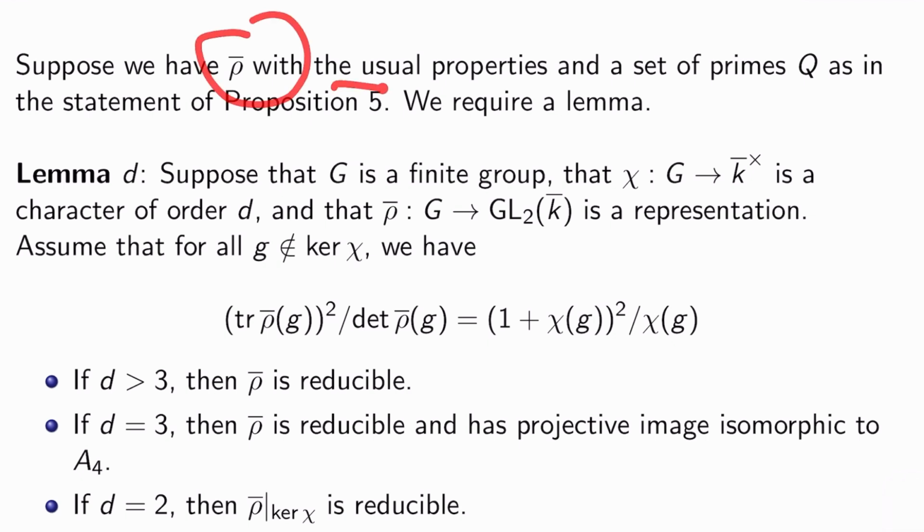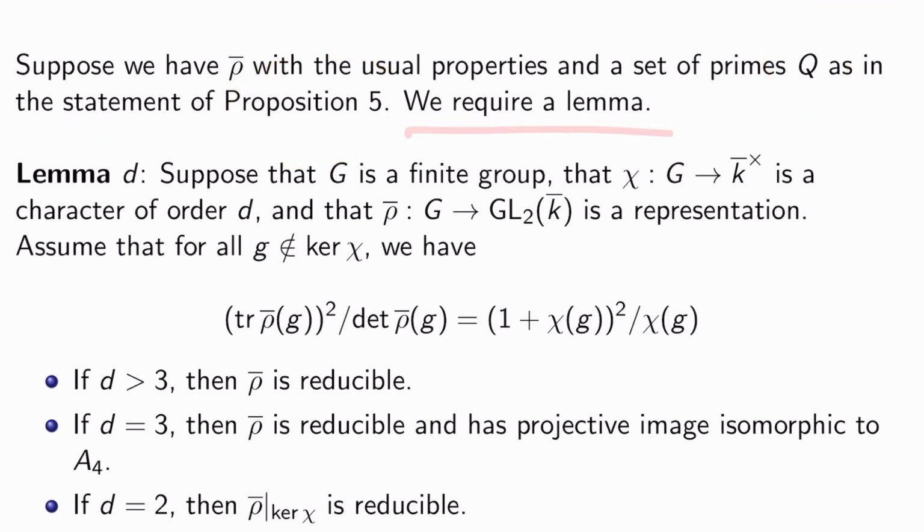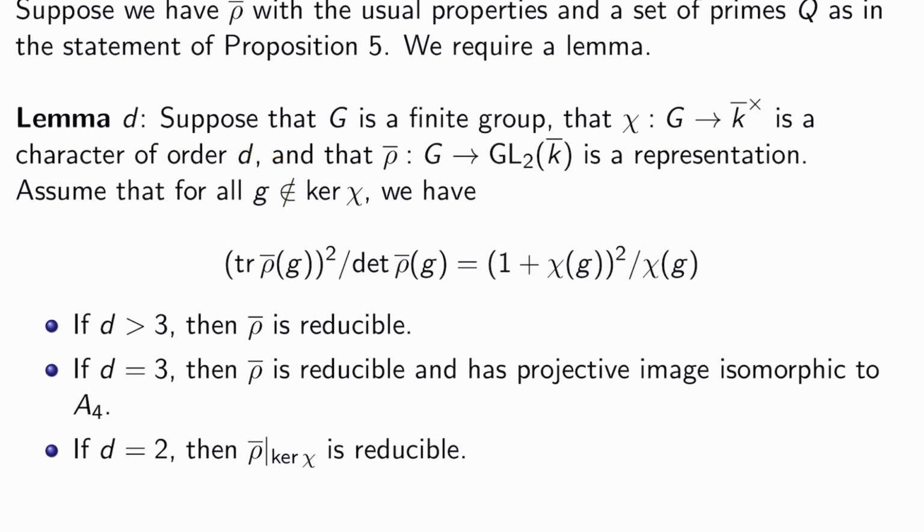Suppose we have ρ-bar with the usual properties from the chapter and a set of primes Q, as in the statement of proposition 5. First, we require a lemma. We'll call it lemma D. It says, suppose that G is a finite group, that χ from G to K-bar cross is a character of order D, and that ρ-bar from G to GL2 of K-bar is a representation. Assume that for all g that are not in the kernel of χ, we have the following: trace of ρ-bar(g) squared over determinant of ρ-bar(g) is (1 + χ(g))² over χ(g). Then three things are true.